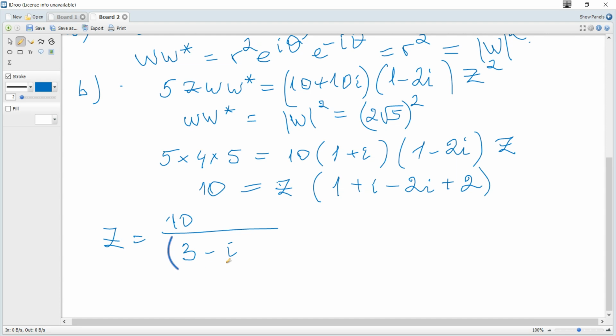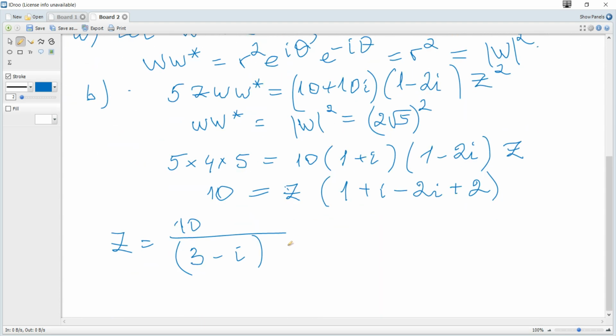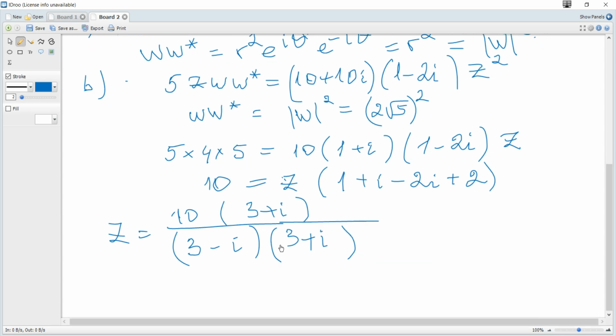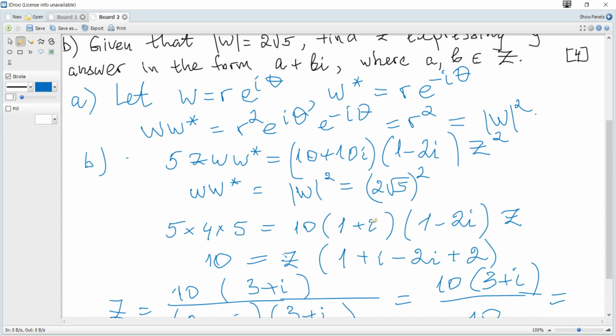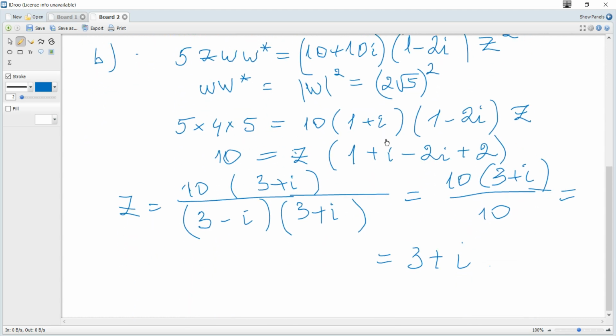3 minus i. And to get the required form, we can just multiply numerator and denominator by 3 plus i to get a minus b times a plus b, which is just a squared minus b squared, and it becomes 9 minus i squared, so it's 9 plus 1, it's 10, over 10, times 3 plus i. So finally it's 3 plus i. And that's all for this question.